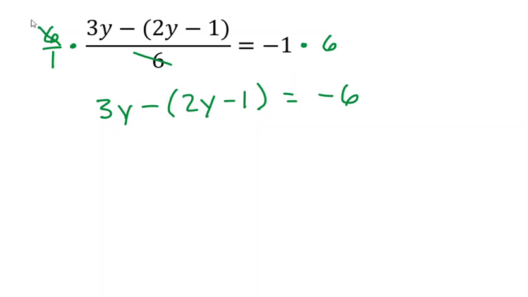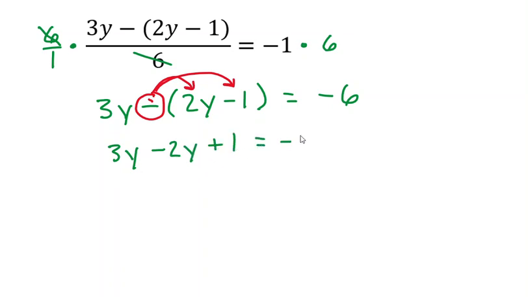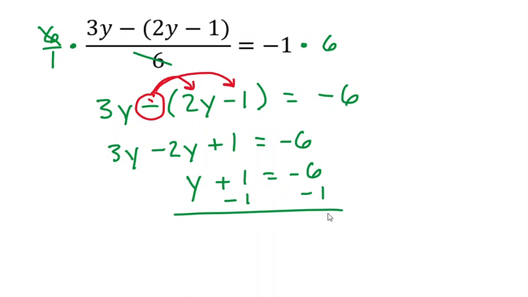Now, this is a really good tricky spot where we have minus parentheses. Anytime you have a minus parenthesis, that minus sign has to get distributed to both terms. It's best to mentally think of that as like -1 times 2y minus 1. So it's 3y minus 2y minus negative 1, which is plus 1. Now 3y minus 2y is 1y. We'll subtract 1 from both sides. And y equals negative 7.